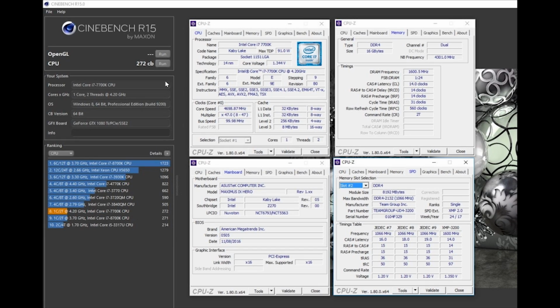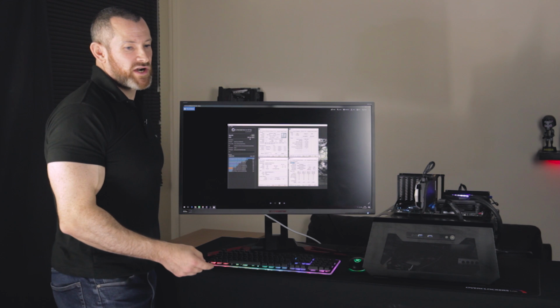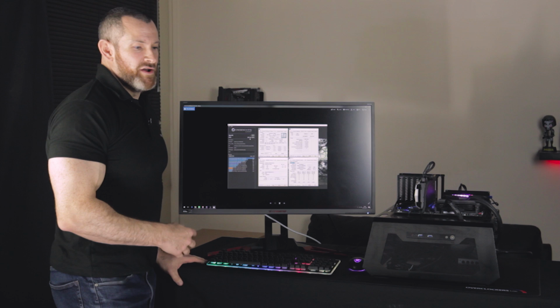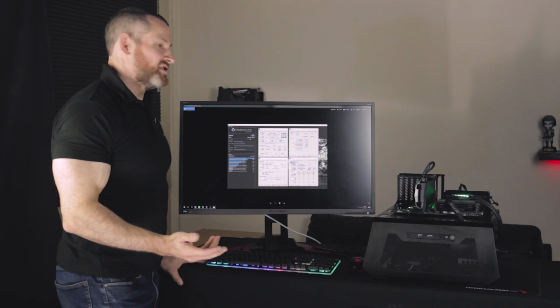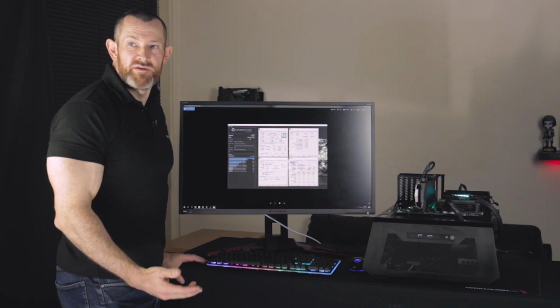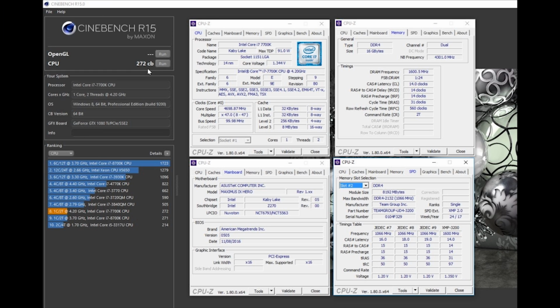Cinebench again, same frequencies, and 272. So that's exactly the same score. And I did this also for Firestrike, a gaming test, and also RealBench. And there was no statistical difference between the performance of the two CPUs. So to answer the forum's question, the IPC of the 7700K and the 8700K in all my testing has shown to be exactly the same.